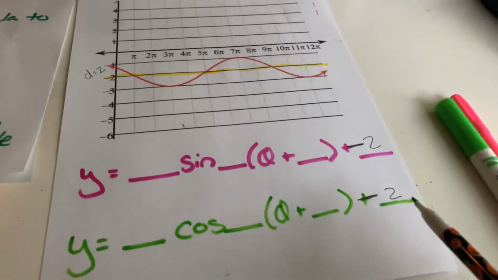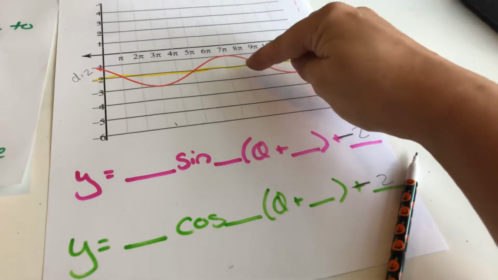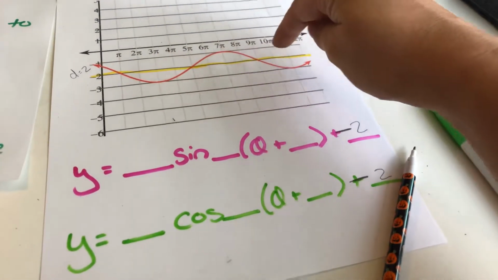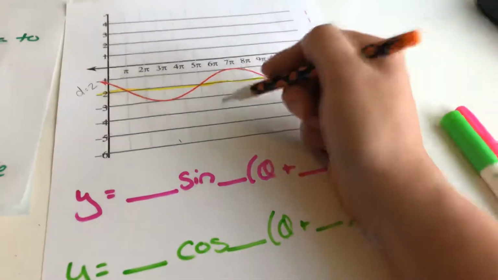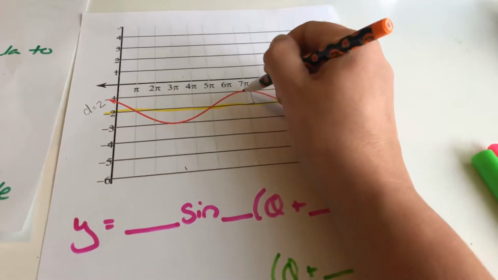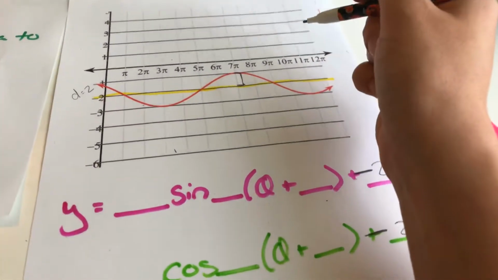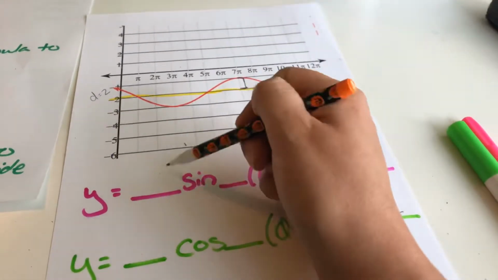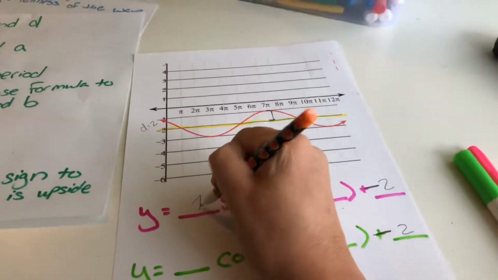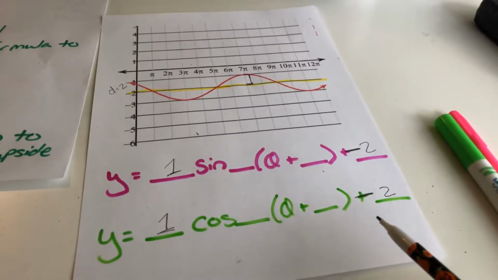Then I'm going to find A, which is how tall the wave is. And remember, we only count from the middle to the top or the middle to the bottom, but we don't count both because that would be too tall. So how tall is this wave? It's 1 box tall. So A is 1, and so I put 1 in for the A value on both of these. Now, technically, you don't have to write the 1, but we're doing it to be extra clear about what we're doing.